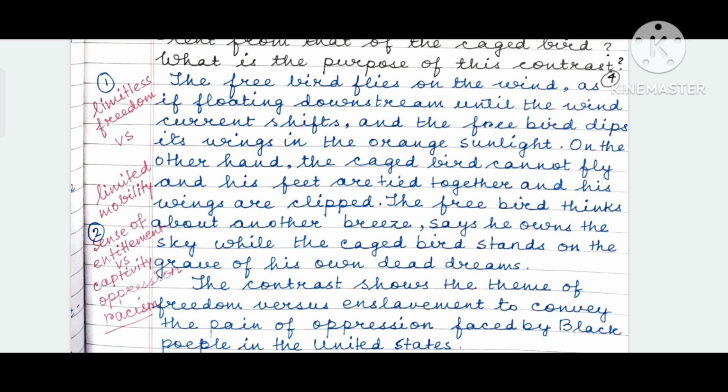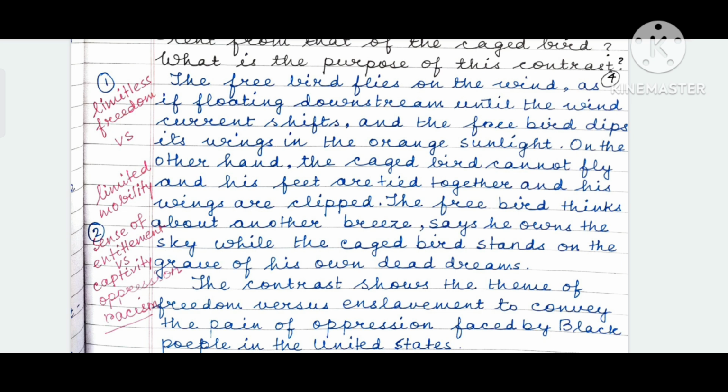Again, sense of entitlement, free bird. He says the sky belongs to him versus captivity. The caged bird is now standing on the grave of his own dreams, shattering of his dreams. So this is the comparison.